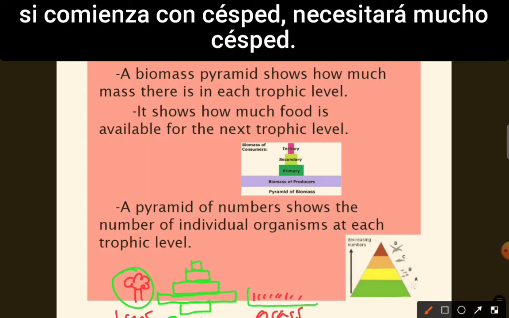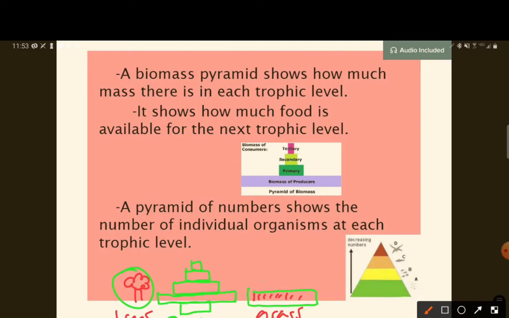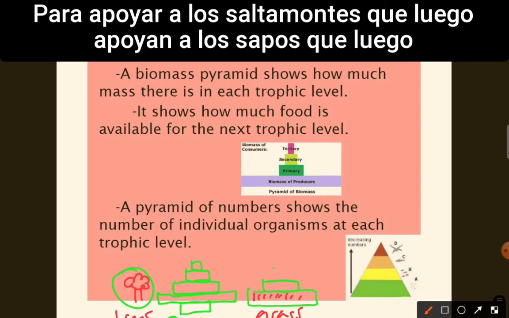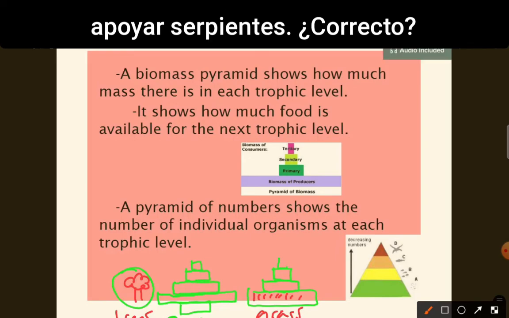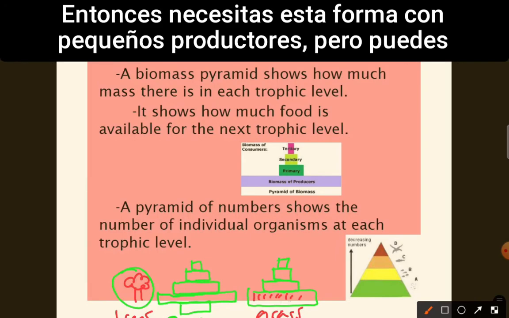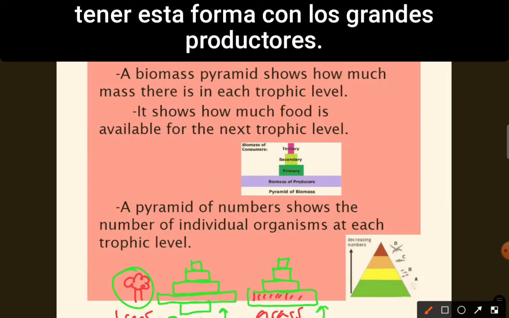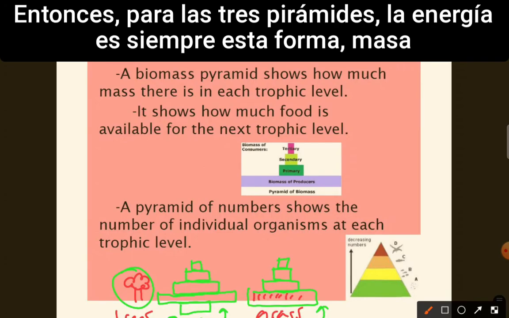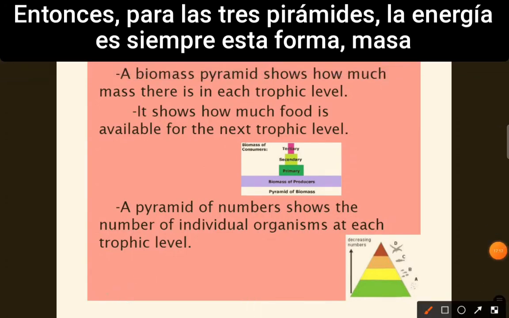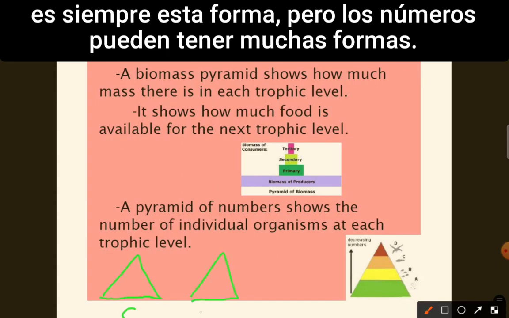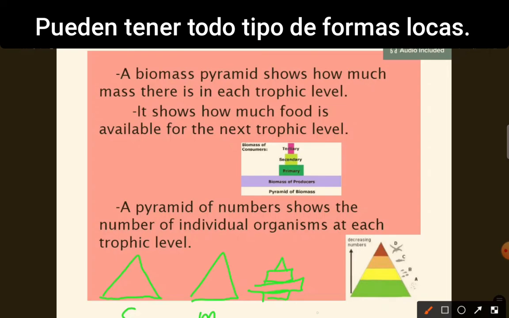you're going to need a lot of grass to support grasshoppers that then support toads that then support snakes, right? So you need this shape with small producers, but you can have this shape with big producers. So for the 3 pyramids, energy is always this shape, mass is always this shape, but numbers can be many shapes. They can be all sorts of crazy shapes.